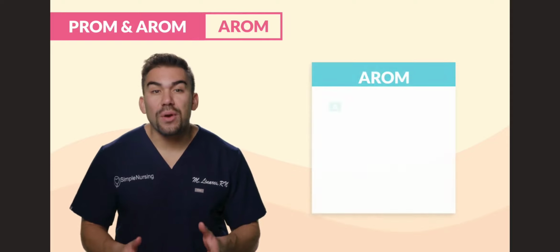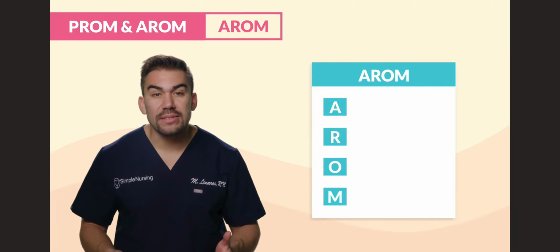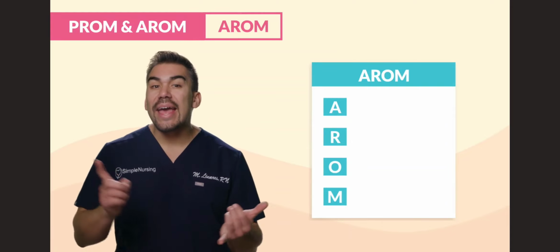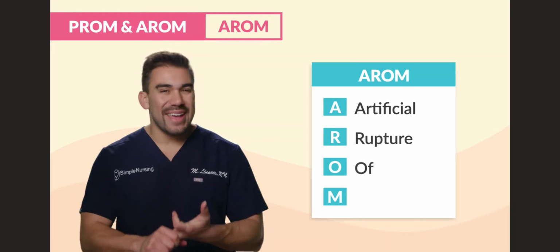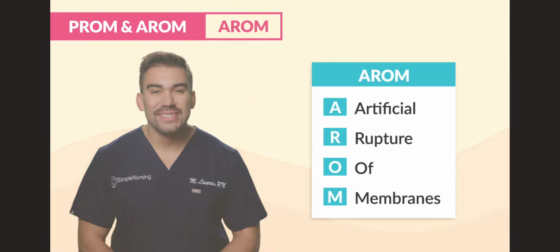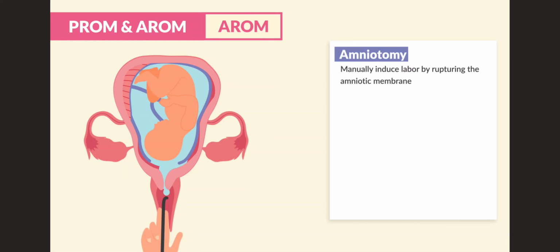Now moving on to AROM. Remember, AROM is artificial rupture of membranes. So just look at the chart here. A is for artificial, R for rupture, and O for of, and M for membranes. This is also referred to as amniotomy. This is a procedure performed by the HCP to manually induce labor by rupturing the amniotic membrane, or in other words, breaking the client's water.